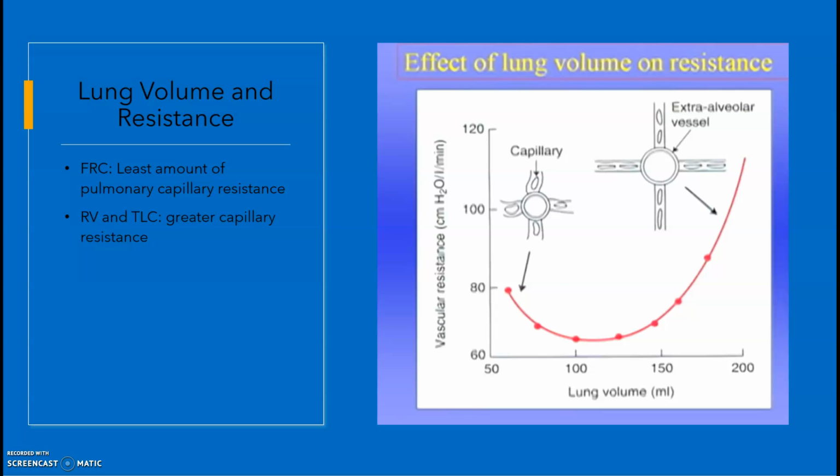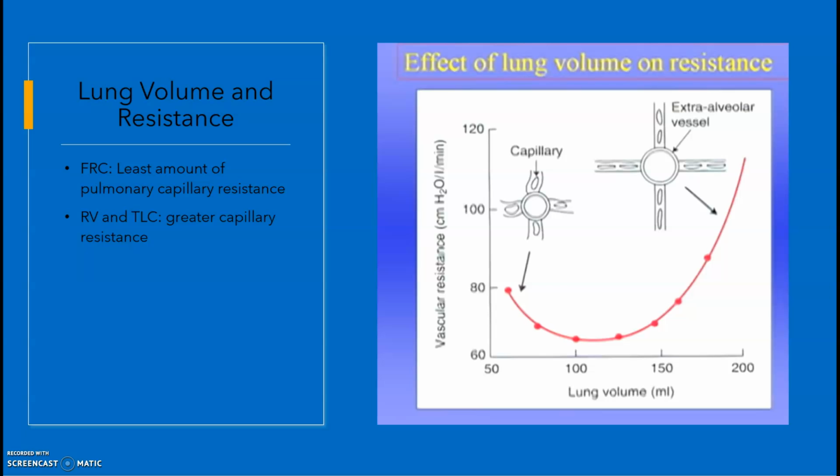When the lungs are at RV, or residual volume, that means that the lungs are deflated as much as you can make them. You've exhaled as much as possible. At that point, there is more resistance, as you can see by this curve here. But why is there more resistance? It's because the capillaries are tethered open, attached to the lung parenchyma. So when the parenchyma is deflated, the capillaries will collapse.